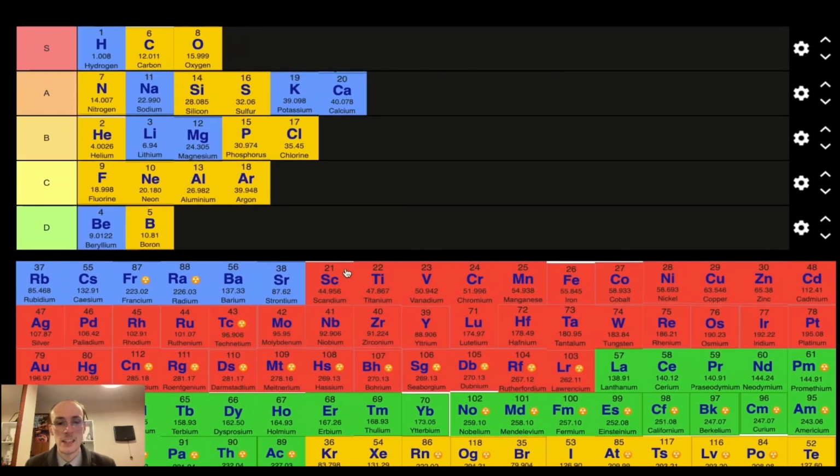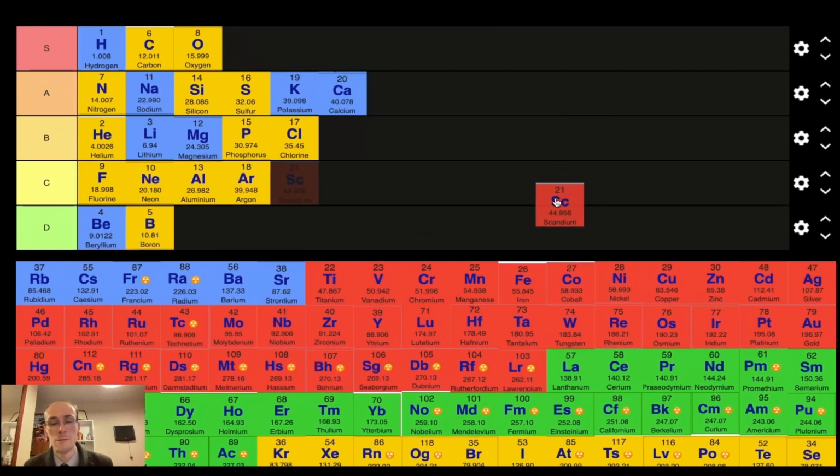21, scandium. First of the D elements, the first of the transition metals. Now I think the transition metals, all of them, with a few exceptions, bit dull.